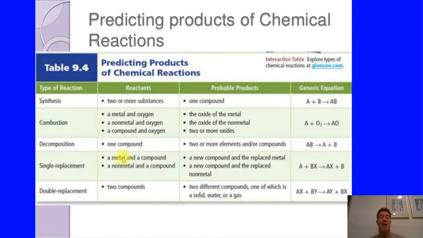Single displacement, you're going to start with a metal in a compound or a non-metal in a compound, and the new compound will be produced with a replaced metal, or a new compound will be produced with a replaced non-metal. So basically, A comes in here with BX, kicks B to the curb, and AX goes home from the dance. Double displacement is you start with two compounds, often in aqueous solution, and you get two different compounds, one of which is a solid, water, or gas, as a sign of the double displacement.